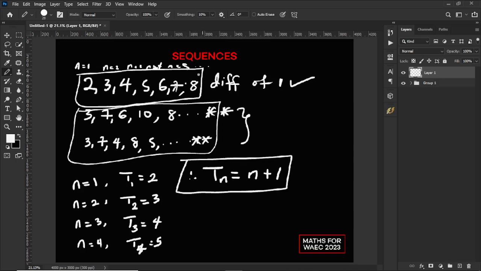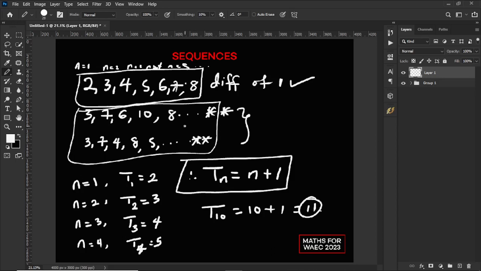If I asked what is going to be the 10th term of this sequence, that is the 10th digit of this sequence, what is it going to be? It's going to be 10 plus 1, that's 11. That's what we have. Are you getting this now? Yes, sir. Okay, so that is how we generate the formula for a sequence.